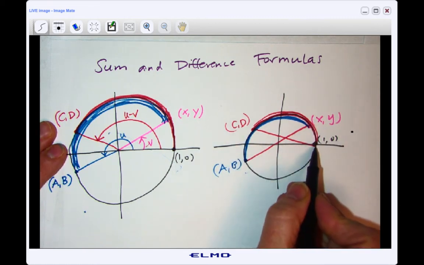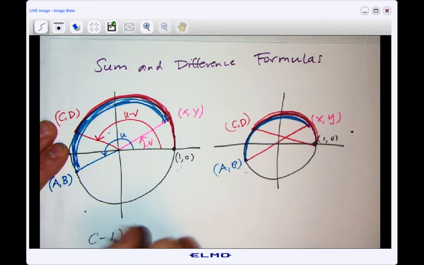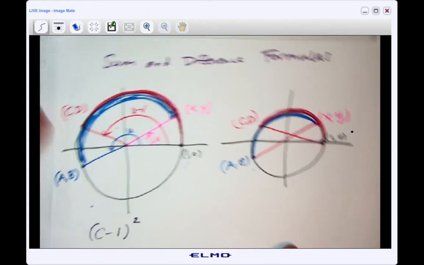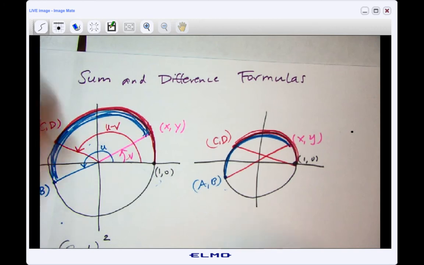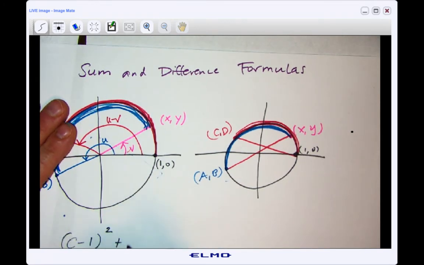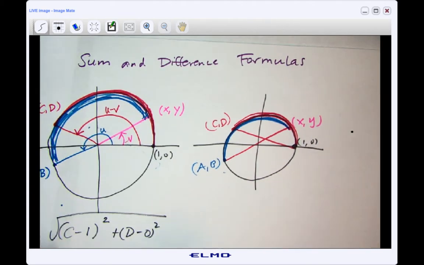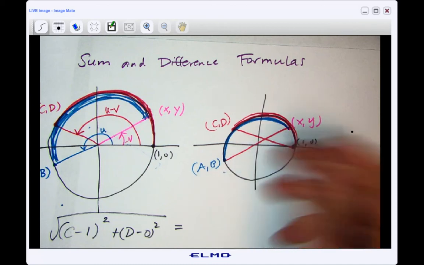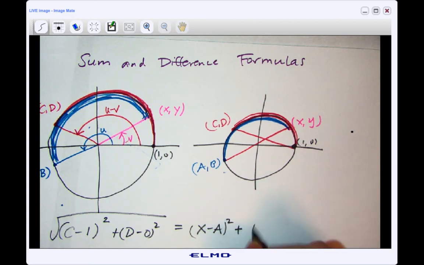So how do I get started? I'm going to say C minus 1 squared. And this one is D minus 0, for the y values, D minus 0 squared. The square root of that, so that's the distance here. The square root of that has to be equal to this distance if what we just said was true, and it is. So it's going to be x minus a squared plus b minus y squared.